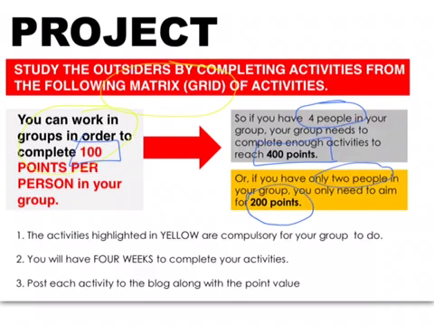Okay. Now, the activities that are highlighted in yellow in the grid are compulsory for your group to do. Everybody must do those. You will have 4 weeks to complete all of this, starting today, and you must post each activity to the blog along with the point value for that activity.